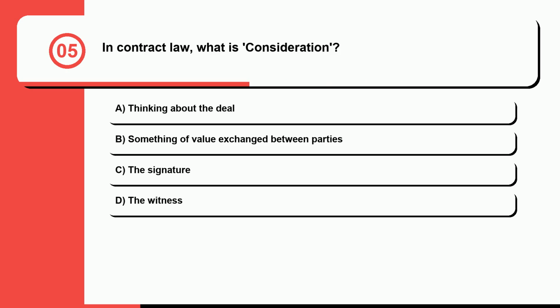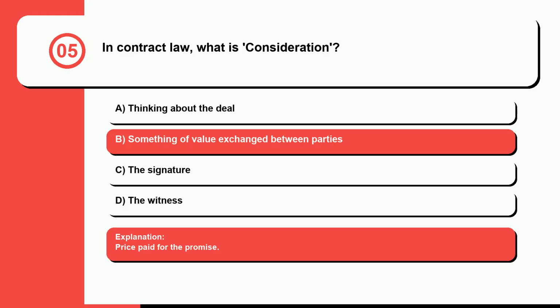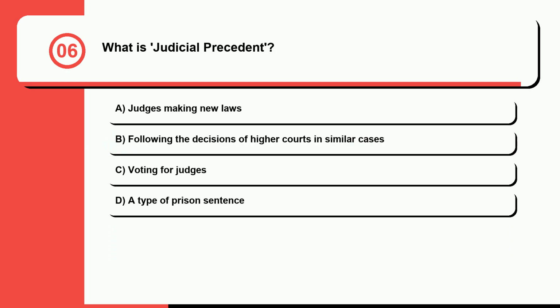Question 5. In contract law, what is consideration? A. Thinking about the deal. B. Something of value exchanged between parties. C. The signature. Or D. The witness. The correct answer is B. Something of value exchanged between parties. Price paid for the promise.